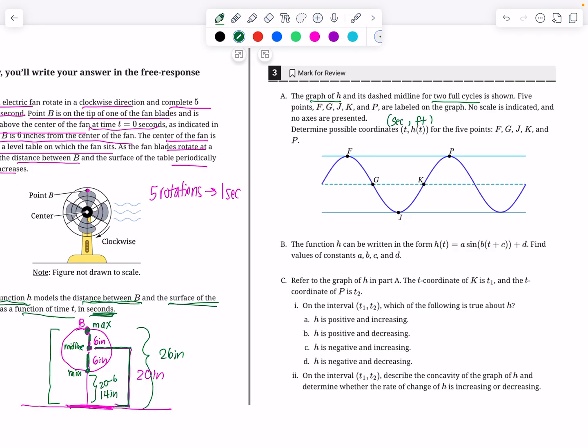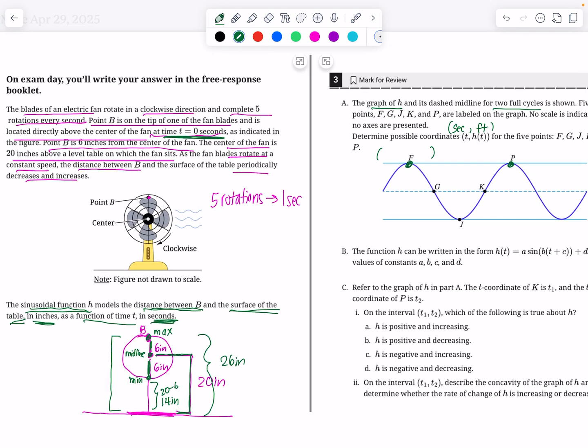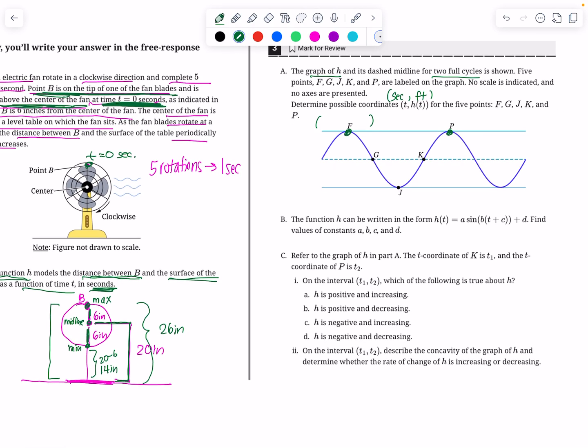Now, keep in mind, when we were at its highest point, and these are maximums, the first time it was at its highest point, remember here it says at time t is 0 seconds, point B is on the tip of one of the fan blades and is located directly above the center of the fan. So that means when t equals 0 seconds, it was at its highest. So in the beginning, when t equals 0, it was at its highest, the maximum, which was 26.